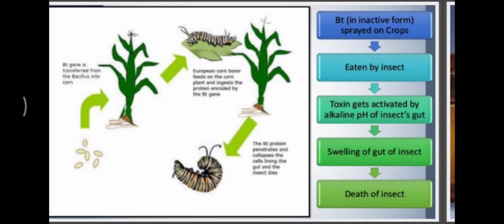Now from the image here you can very clearly see that the Bt toxin or Bt spores are spread on the crop, that is the corn crop. When this Bt is ingested by the corn borer insect which is feeding on the corn plant, then in the gut of this insect the alkaline pH is there, and as a result of this alkaline pH this protoxin is getting activated, and it results in the swelling and perforations in the gut lining of the insect, and further the insect is dying. So this is how the pest resistant variety is produced by using the Bt genes from the Bacillus thuringiensis. The specific genes from which the Bt is produced are known as cry genes.